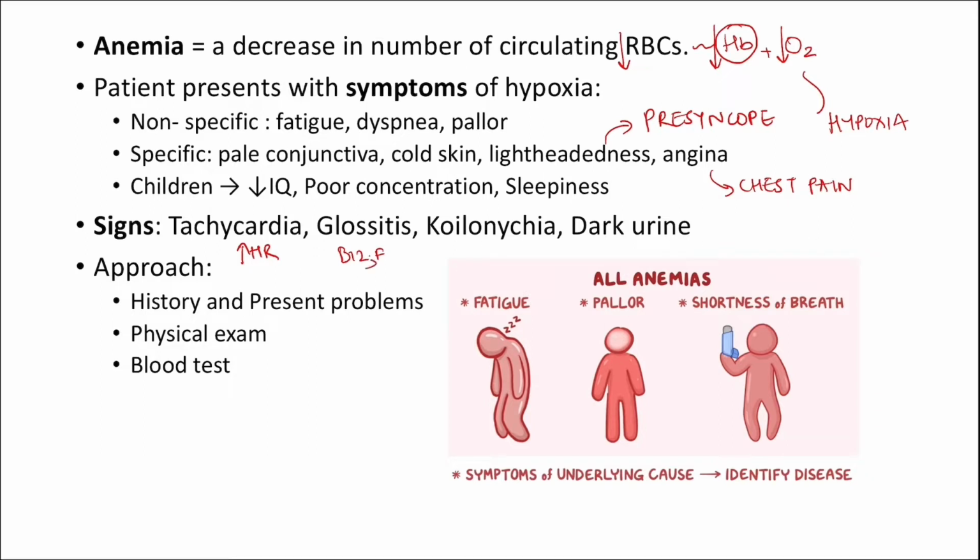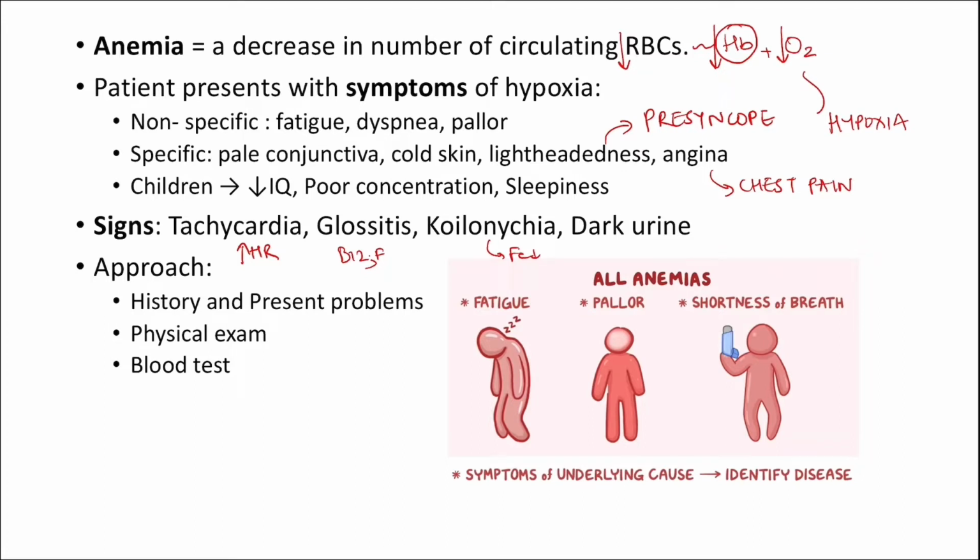Koilonychia, which is a kind of deformity of the nail, comes with iron deficiency. Dark urine can come with most anemias really, but it's basically because of increased red blood cell components in the urine as a result of increased hemolysis. We will talk about that soon anyway.